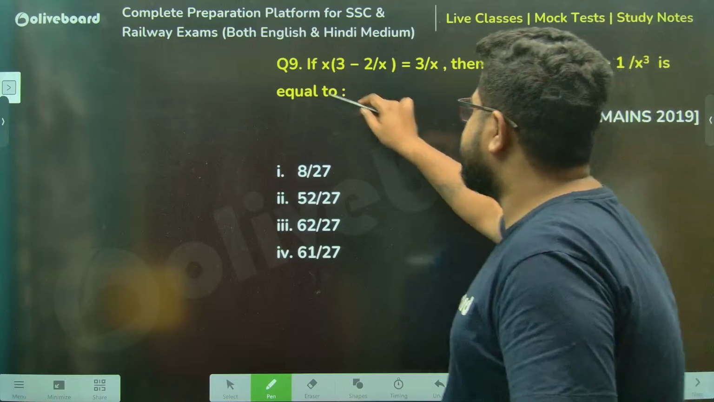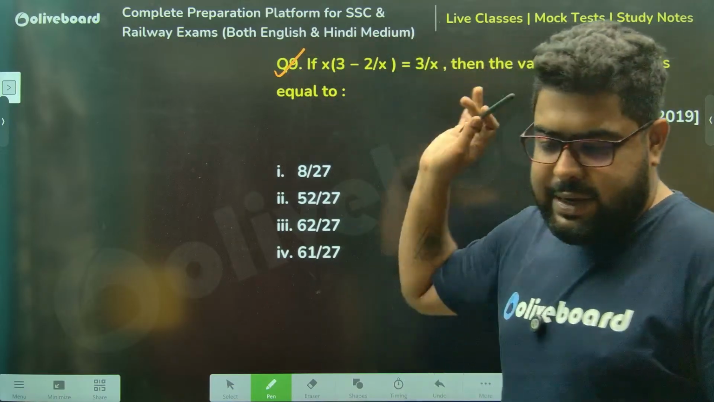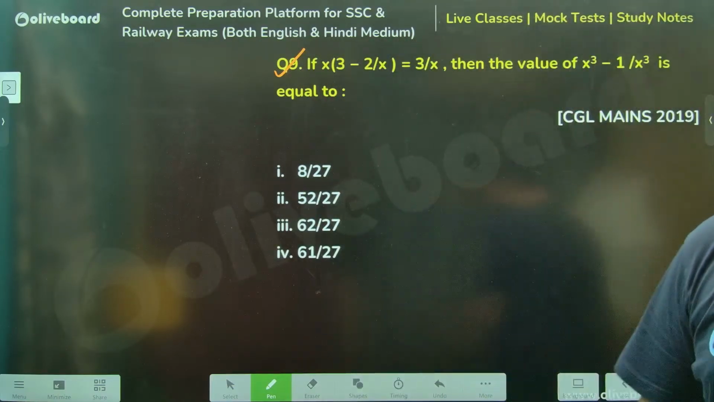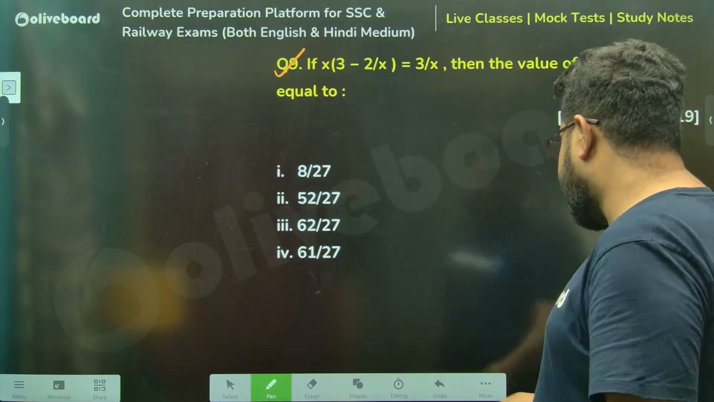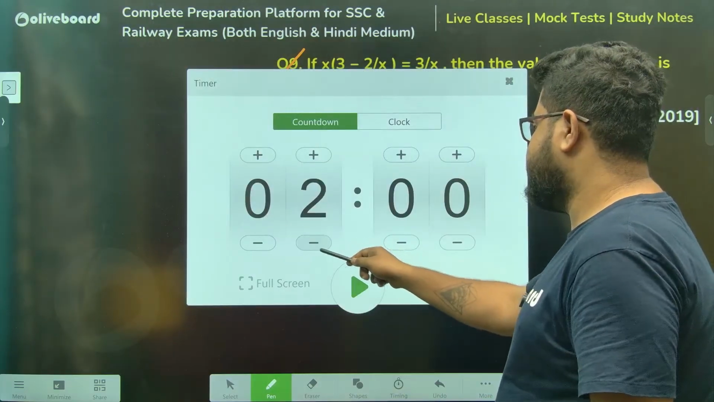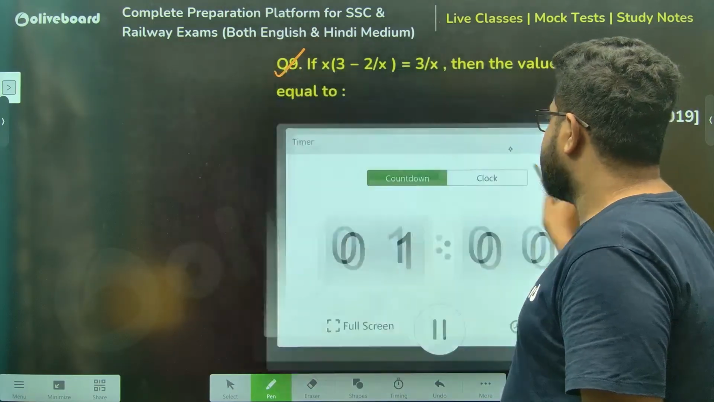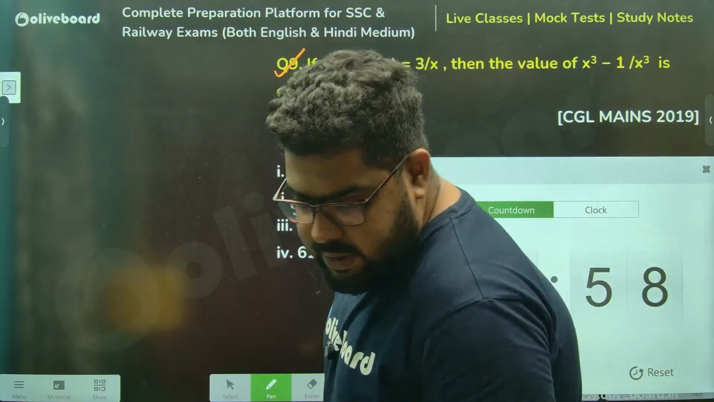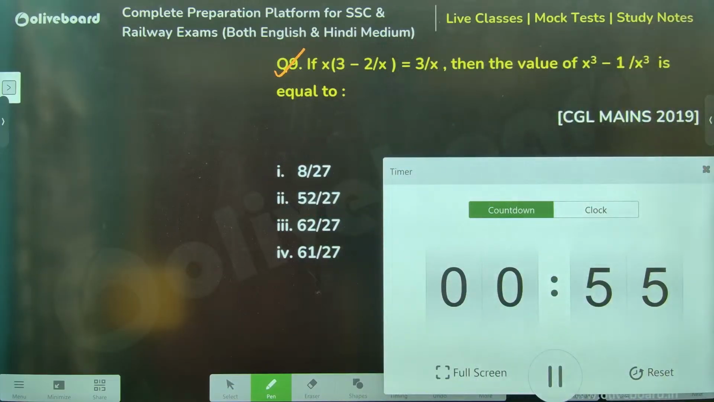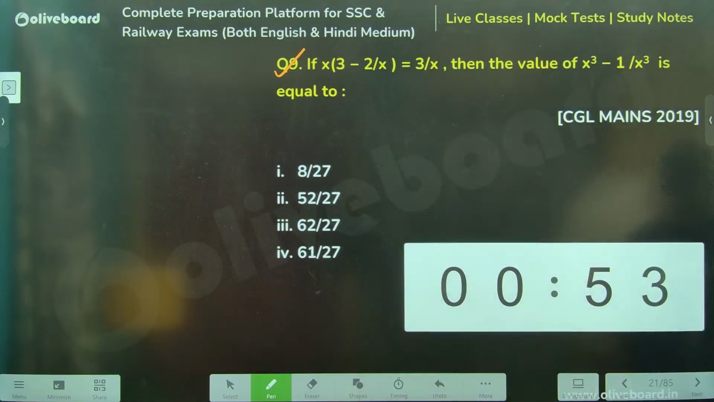This is given in a different way, but again, the question is not at all difficult. I'll give you again a minute's time. Everyone, do this very quickly.